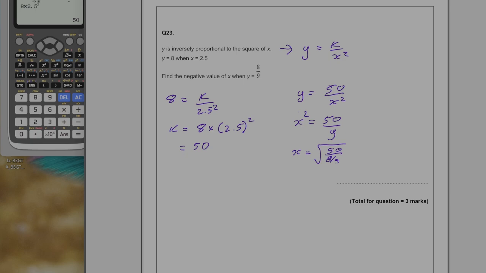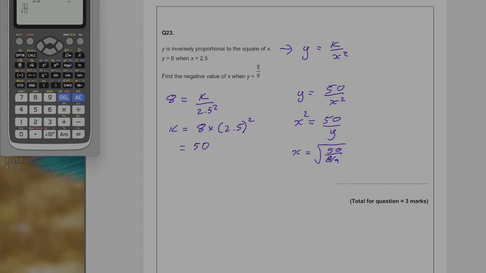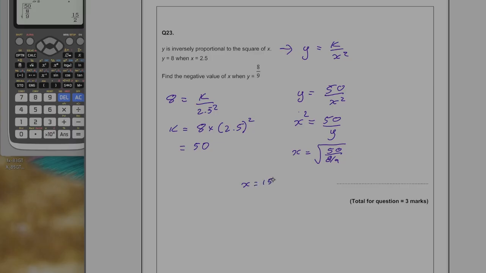I can type it in like that. So the square root of a fraction: on my top line I'm going to go 50, and on my bottom line, 8 over 9. So that's going to give me x is equal to 15 over 2, which technically is plus or minus for now. So x is equal to plus or minus 15 over 2. The value that I'm after is the negative one, so x is going to be equal to minus 7.5.